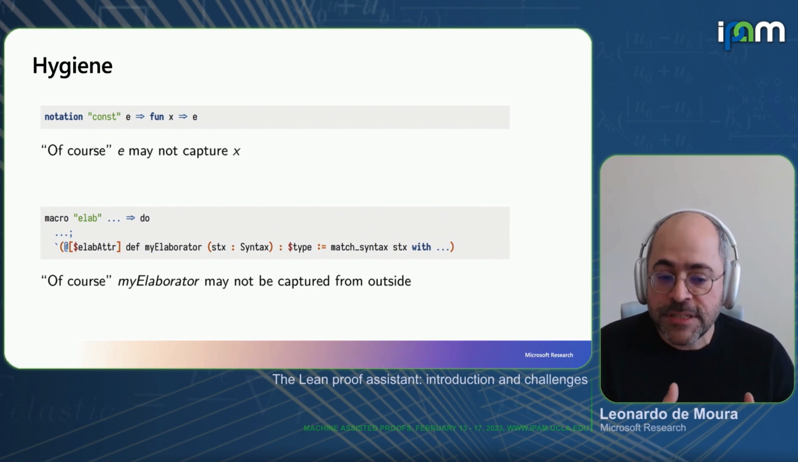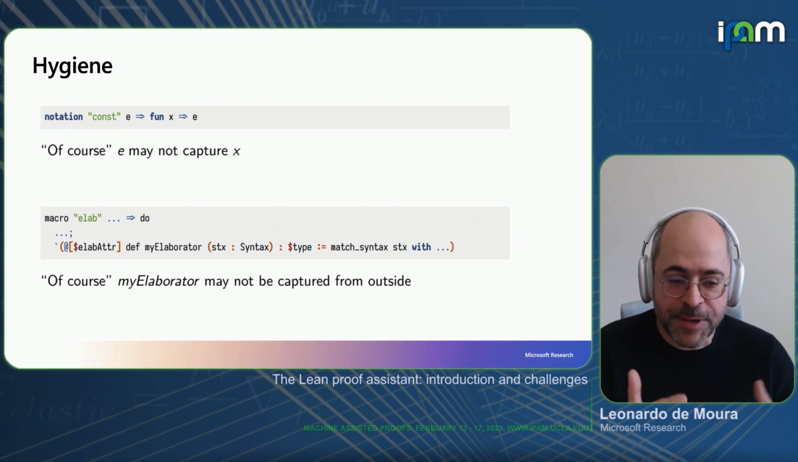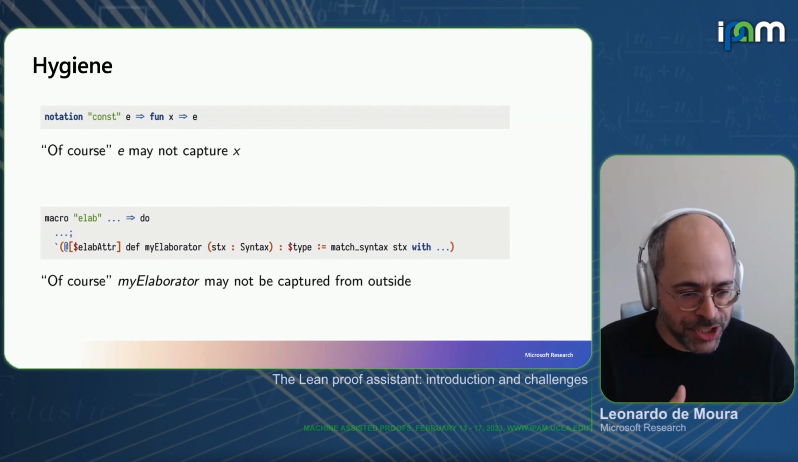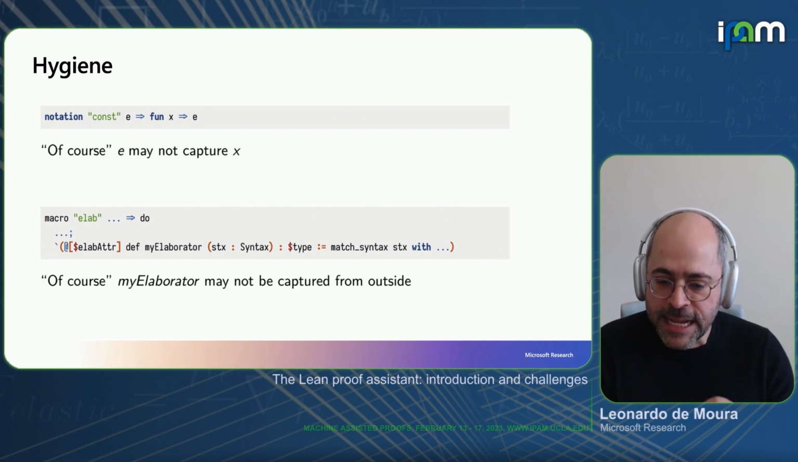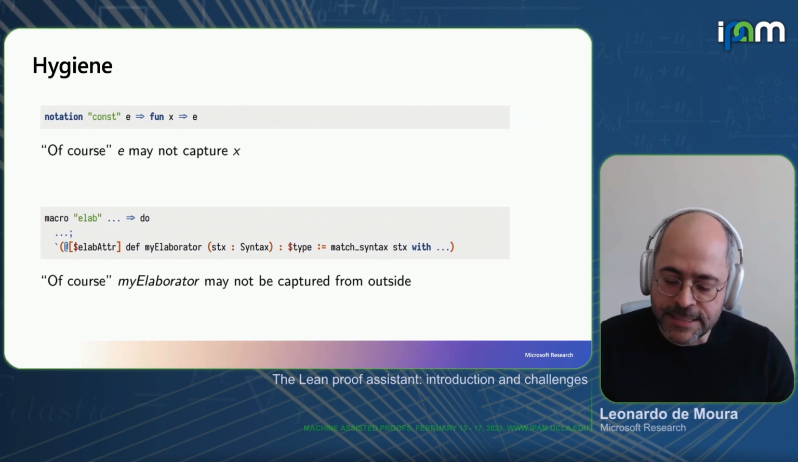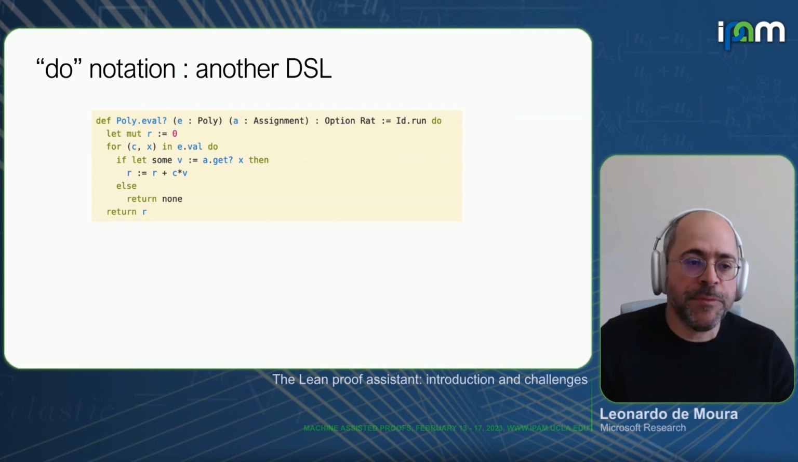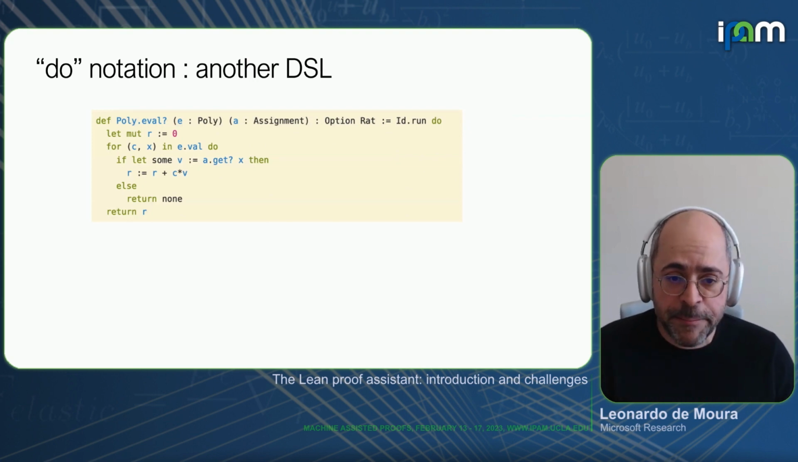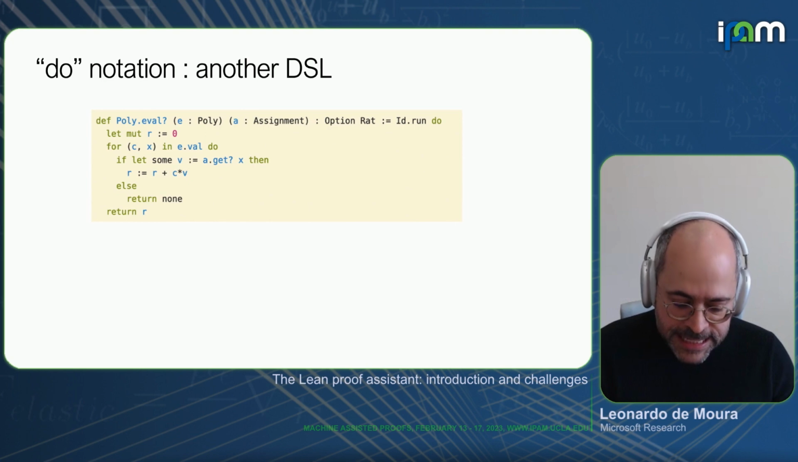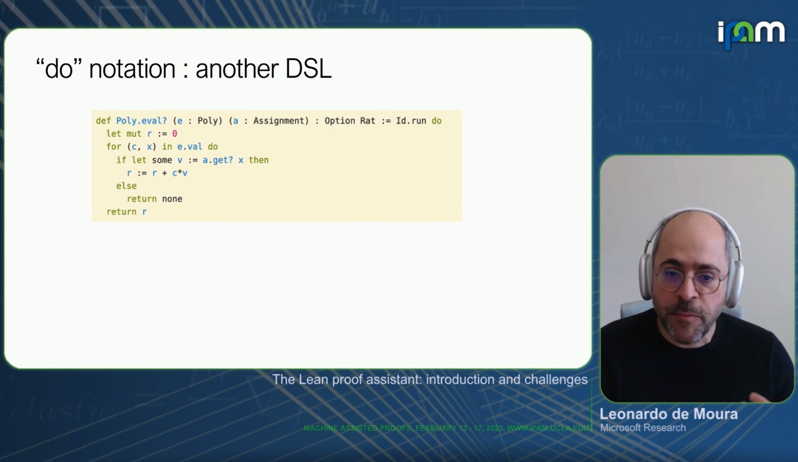Same thing if I create an auxiliary function, like here in the second example, where I have def my elaborator. I'm creating a name, and I want to make sure that this name the macro is creating is not accidentally captured, right? It's going to be a fresh name every time the macro is executed. This makes sure that simple things are simple to implement. And this capability helps us to implement Lean itself. We create many domain-specific languages inside of Lean to implement Lean itself.